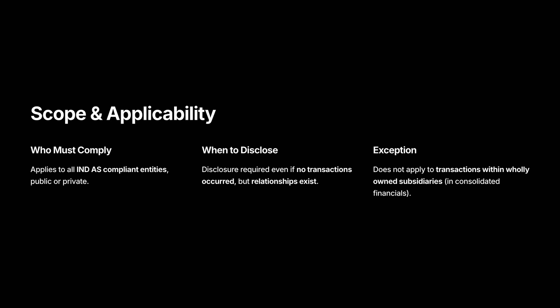3. Scope and applicability. IND AS 24 applies to all entities that report under IND AS, public or private. If a relationship exists, you must disclose it, even if no transactions happened. One exception: in consolidated financial statements, transactions entirely within a wholly owned group are usually eliminated. But document the relationship somewhere, even if you eliminate the amounts.